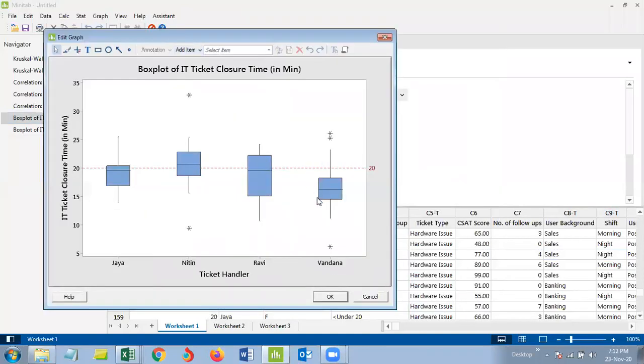Have a look at this box plot back then. This is where we compared all the ticket handlers. Who is my best ticket handler here? Vandana. Absolutely yes. Okay. What is the pass percentage for Vandana? Roughly, because we're not looking at numbers. Just a rough estimate, looking at the data.